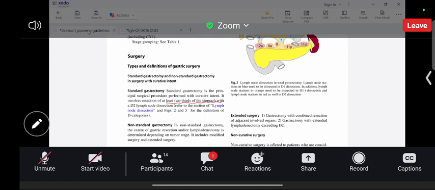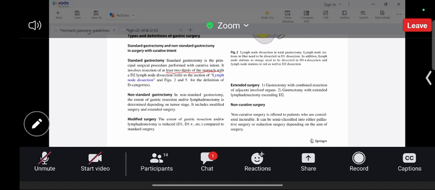In non-standard gastrectomy, the extent of resection or lymph node dissection is determined depending on the tumor stage. So these are either modified surgeries or extended surgeries. Modified are less than standard, and extended, as the name tells, are more than the standard. So what is the definition for modified? The extent of gastric resection and/or lymphadenectomy is reduced compared to the standard surgery. Extended surgery is more than the standard, like multi-organ dissection or lymph node dissection beyond the standard procedure.